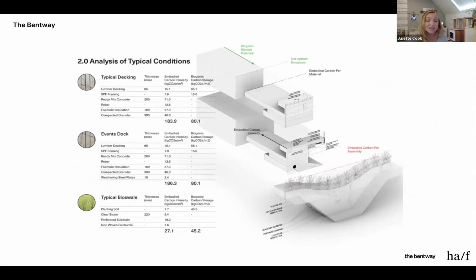We then also expanded this to include more bio-based portions of the landscape. So here looking at typical decking, event stock, and the typical bioswale. And there are some others, but this just gives you an idea of how we established the different layers of the assembly and associated embodied carbon data for each of those layers. When we get to the bio-based elements, including the wood decking, but also the soils, we also considered the biogenic carbon sequestration and the storage of carbon.